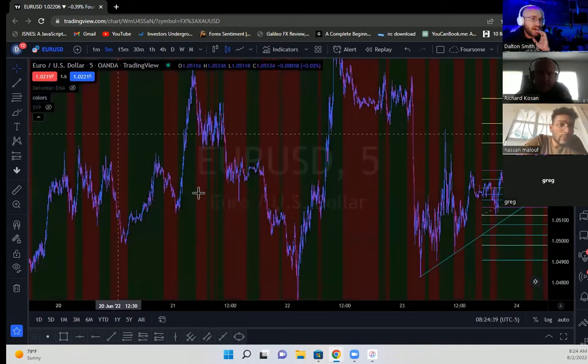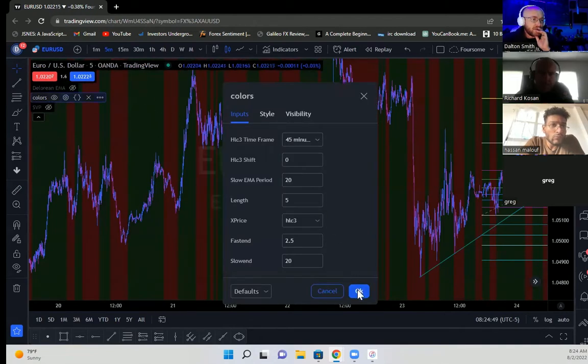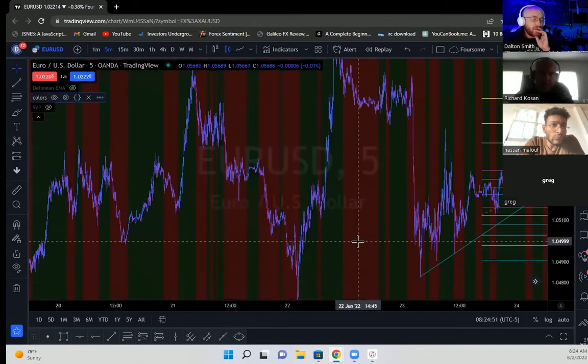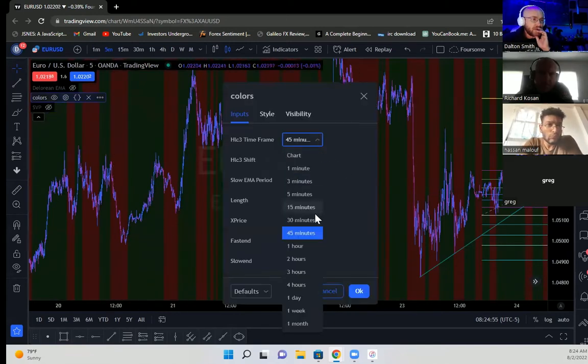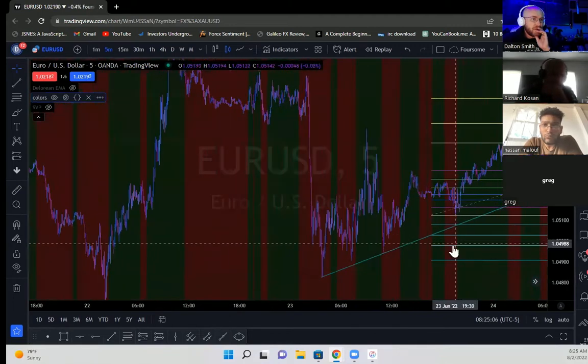I have an indicator here called colors. I set colors to 45 minutes on the 5-minute chart. And I go back and forth between 5 minutes and 4 hours on colors. Those are the 2 best settings on the 5-minute chart. You can see it changes just a smidge, but just for the sake of what we're doing right now, we'll keep it on 45 minutes.